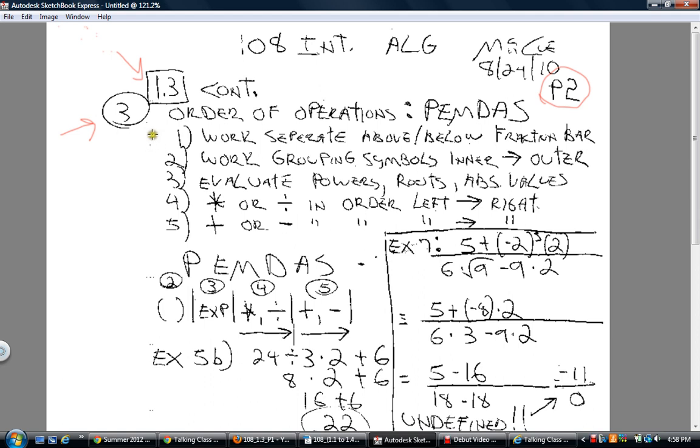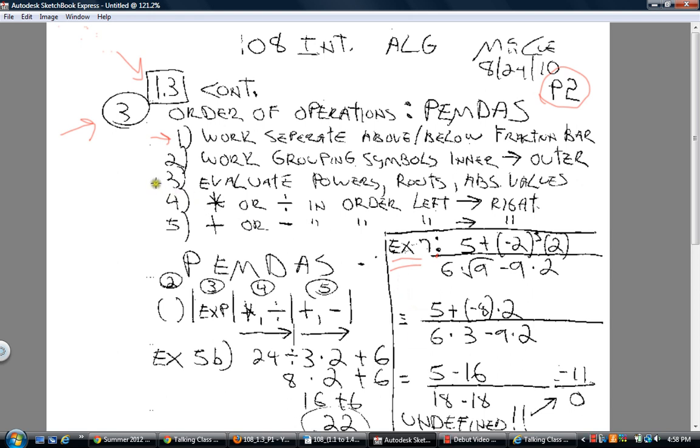So I've got them summarized here. Step 1, work separately above and below a fraction bar. You see this example number 7 here we're going to do. You want to tell yourself: evaluate the numerator completely first, then evaluate the denominator. Keep them separate. Think of that fraction bar like the Berlin Wall. You have to stay on either side of it until you work it down to a single number in the numerator, one in the denominator, and then you've got a fraction.